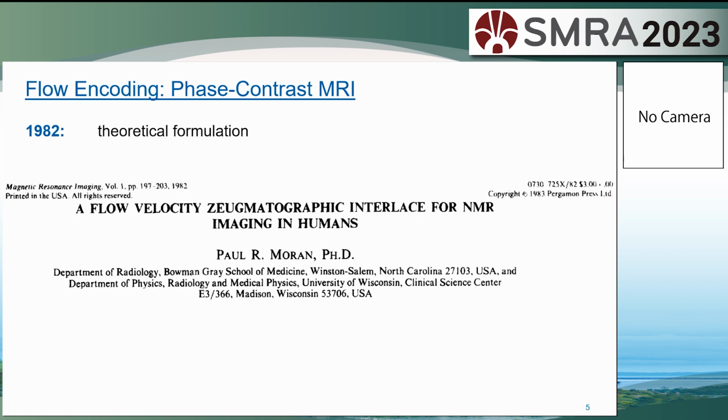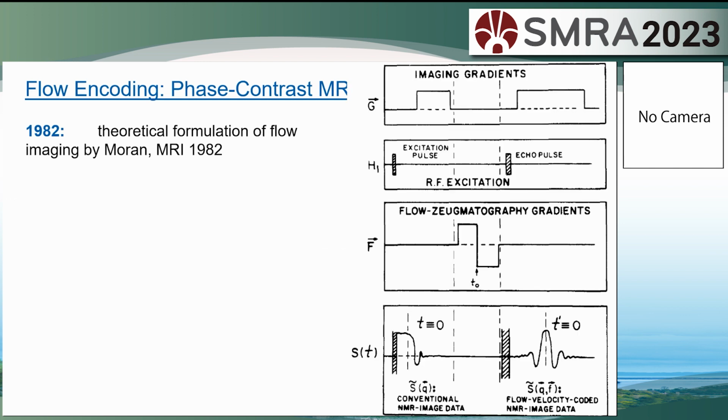But it took over 20 years for this idea to catch on and to actually start realizing it. From then, the method evolved really quickly. Paul Moran then published this paper called A Flow Velocity Zeugmatographic Interlace for NMR Imaging in Humans. He showed that by the use of a bipolar gradient, you could actually measure flow. However, he didn't try this out yet in a human being.